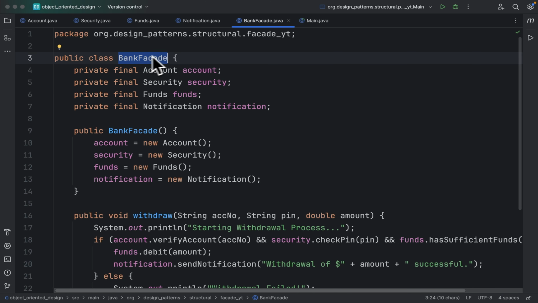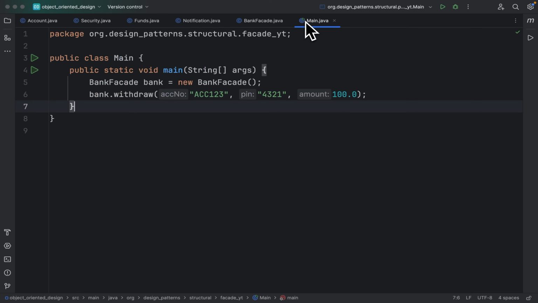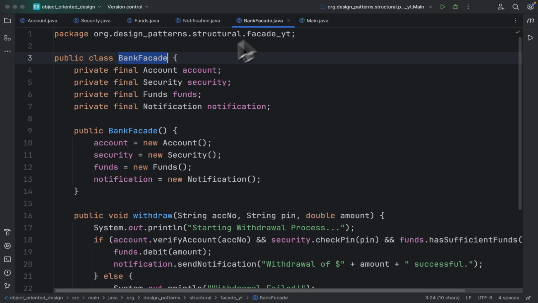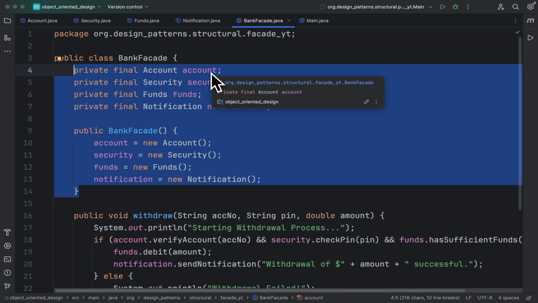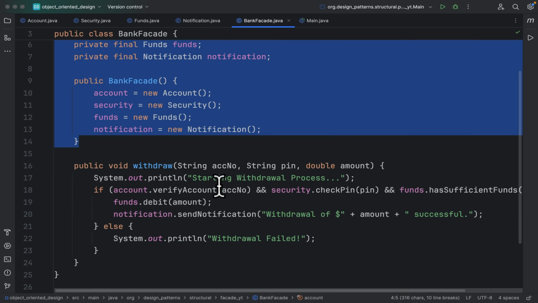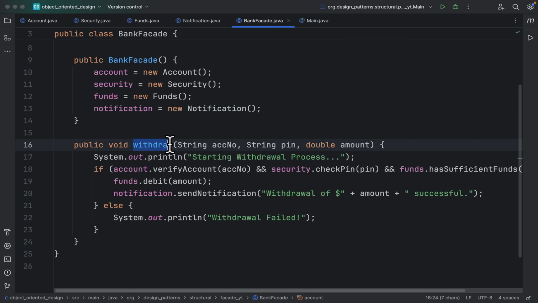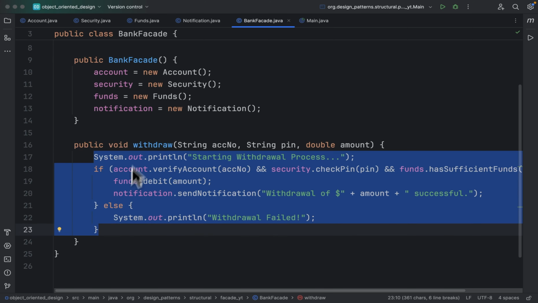And finally we have this facade, and this facade will be responsible to interact with all those classes on behalf of the main class. Okay, so over here it has the objects of all those classes like account, security, funds, notification, and it is exposing this interface called withdraw. And in this function it is interacting with all those classes and performing the logic for withdrawing the money.